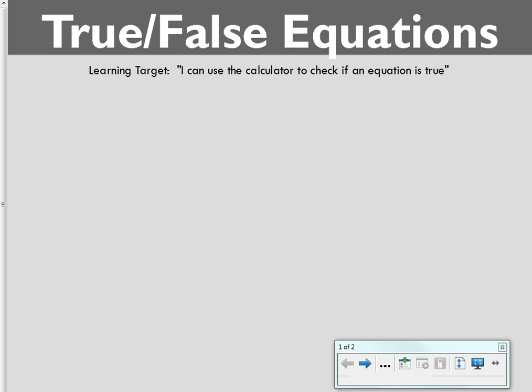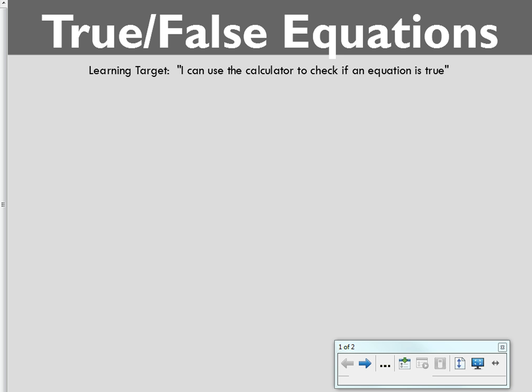The idea behind true and false equations is that your calculator, while it can't show you the steps on how to solve an equation, can tell you if the left side is actually equal to the right side. It doesn't like variables, and if you do try to put a variable in, a lot of times people put in a letter, but a letter has a stored value. We'll get into all that in a minute.